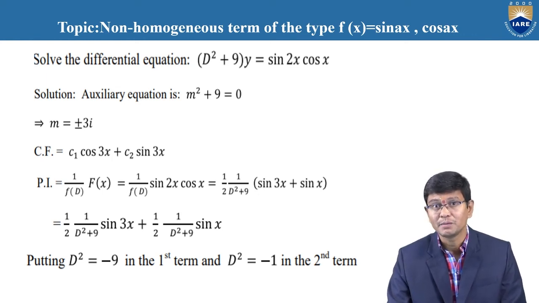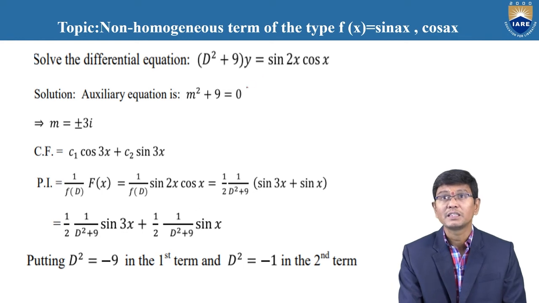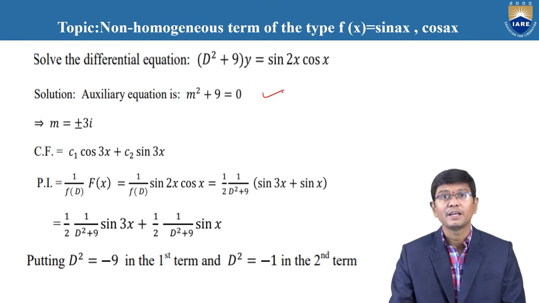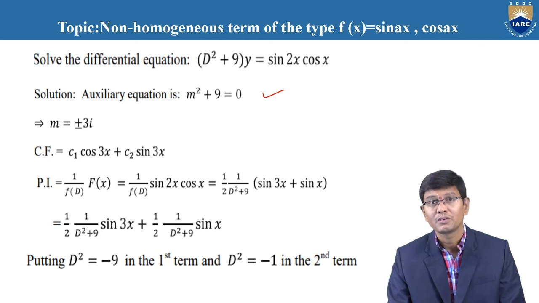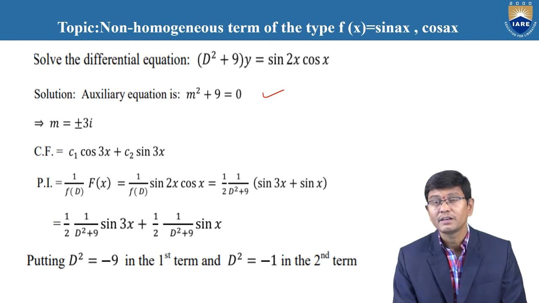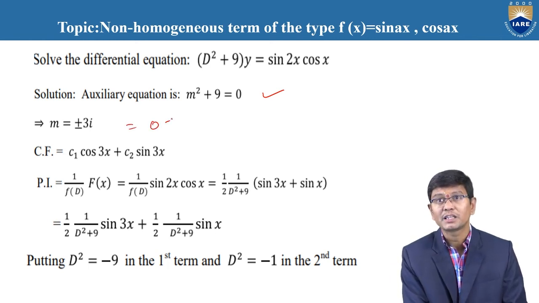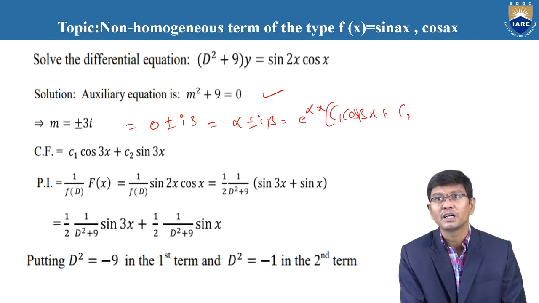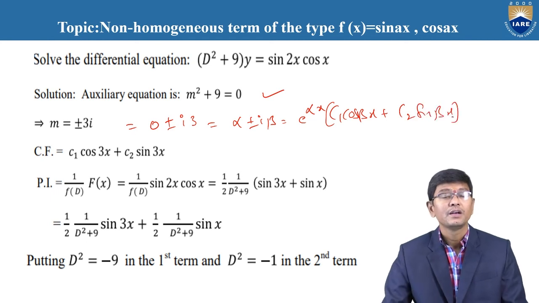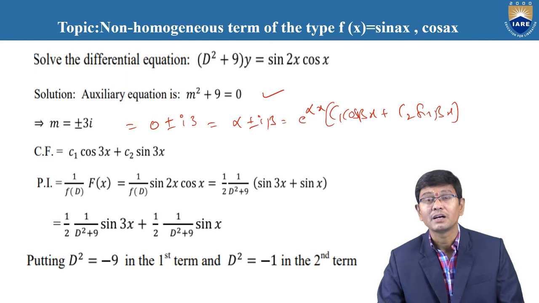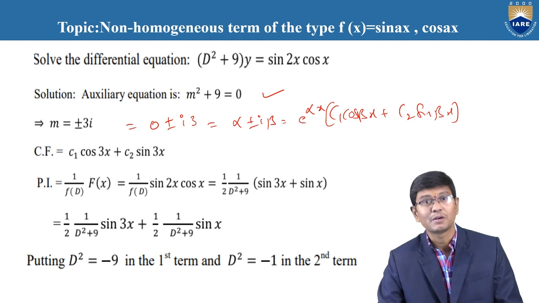By replacing d with m, d square plus 9 into y is equal to 0 becomes m square plus 9 is equal to 0. By solving with the factorization method, m is equal to plus or minus 3i. Here the roots of the equation are 0 plus or minus i into 3. Therefore, it is alpha plus or minus i beta, which gives e power alpha x into c1 into cos beta x plus c2 into sin beta x. With the help of this formula for complex roots, it is c1 into cos 3x plus c2 into sin 3x, because e power 0x is nothing but 1.